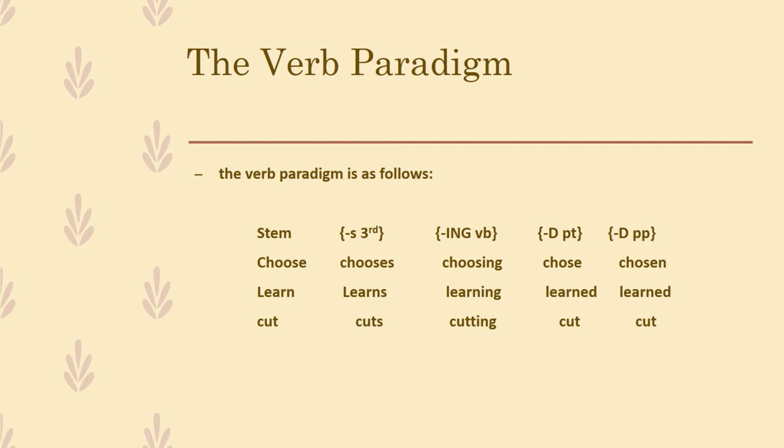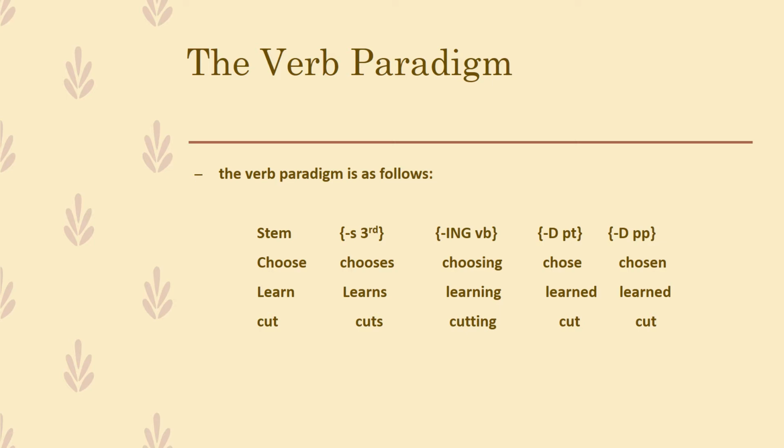So an example for such a 4-form verb paradigm is learn. Learn takes learns, learning, learned and learned the same. So here learned is considered as one form. The form hasn't changed, so it is considered as one form. Learning is another. Learns is another. Learn. So we have 4 forms.